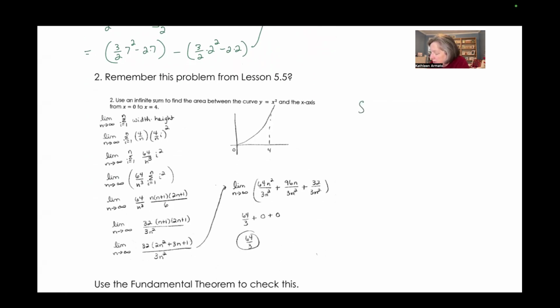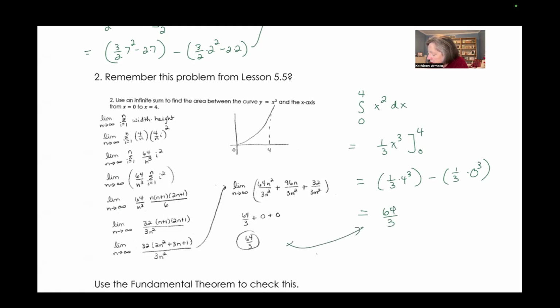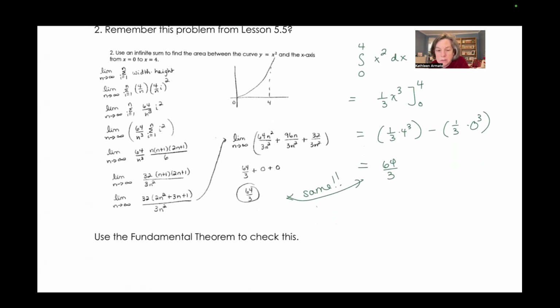Now, I would just do, okay, I'm going to go from 0 to 4 of x squared dx. I integrate x squared, 1/3 x cubed, evaluate from 0 to 4. So I'm going to plug in the 4 and the 0 and subtract those two values. Obviously, the second term is all just 0. And hey, look, yes, they are the same. Obviously, this is a much nicer way to find definite integrals.